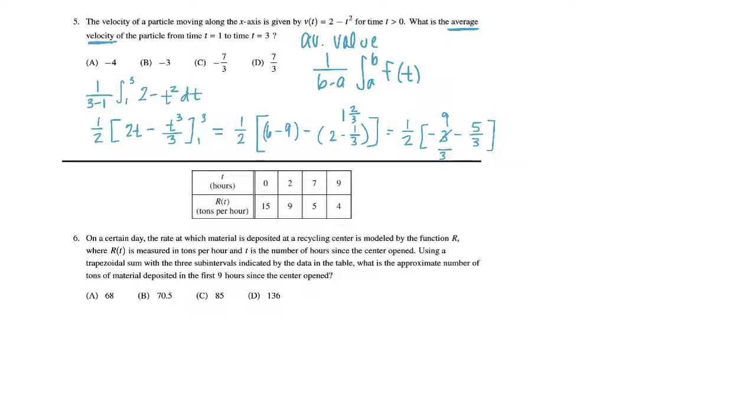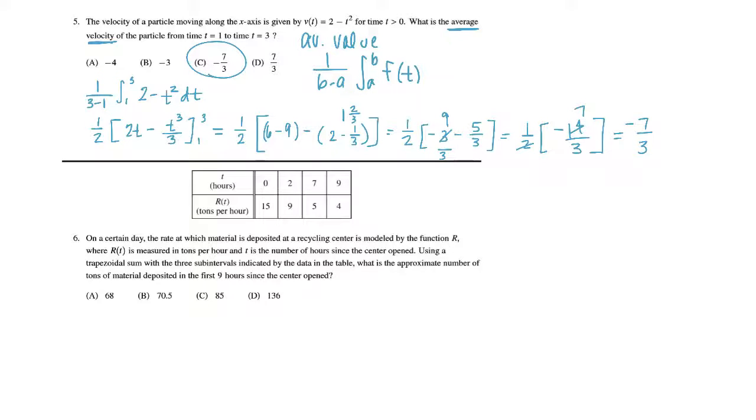So I'm about to run out of room, I think. So we're going to end up here with 1/2 times -9 minus 5, so -14 over 3. And fortunately, the 2 and the 14 will cancel. So I have -7 over 3, which looks like that is answer choice C.